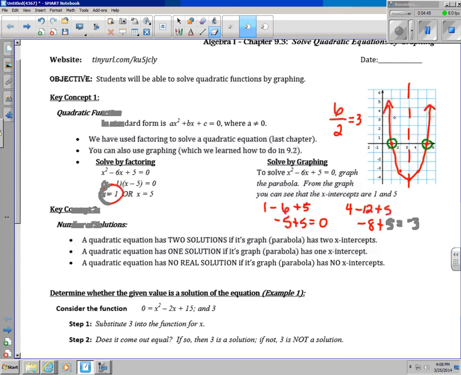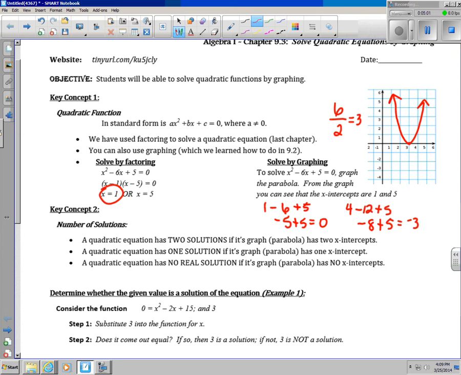Now this would look like this. A graph or a parabola with one solution would have the vertex that sits right on the x-axis. So it only would have one point that sits right on the x-axis, so one x-intercept. So there would be your one solution, and it would be your minimum, or it could be your maximum if the parabola went downward. Either way, it has one solution.